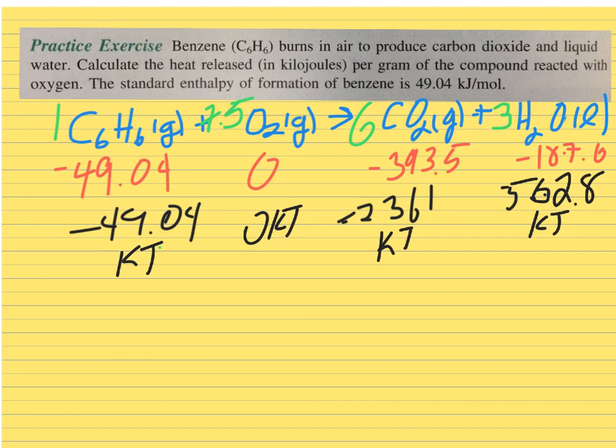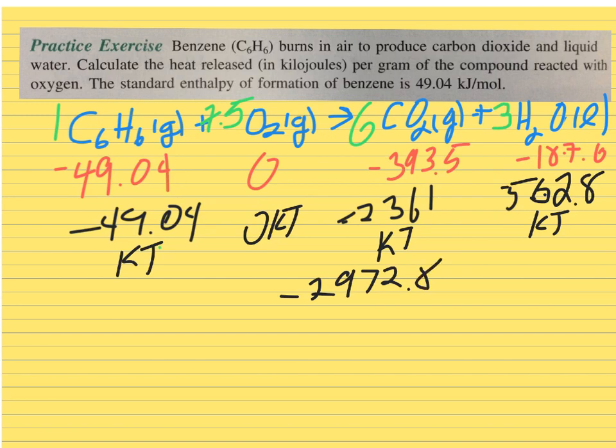So now, like I said in previous lessons, I'm just going to combine everything. So everything's in the correct numbers with their signs. I just like saying combining them. So I got negative 49.04. I'm going to add that to 2361, and then I'm going to add that to 562.8. So I get a whopping total of negative 2,972.84, so I'm just going to go 2972.8.